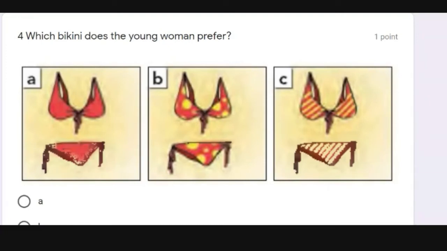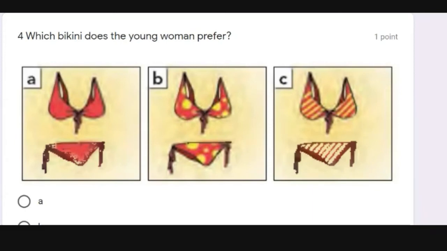Really? Okay, so what did the second woman say? She thinks which one is better? Spots look better on you, she says. Okay, now let's listen again to see how the first woman reacts.